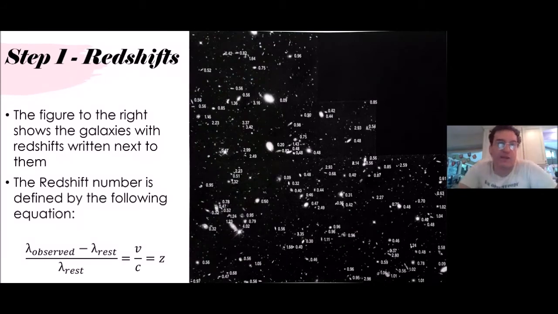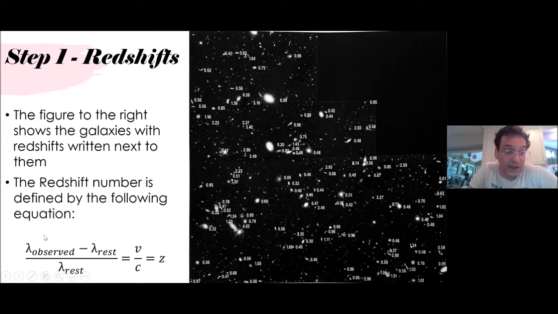The first step in your lab is going to be with redshifting. The figure to the right is the Hubble image again, but instead of in color, it's in black and white, and it shows the redshifts written next to the galaxies. I have an equation down here. Don't worry, I'll go through a sample equation, but you're not going to have to do a bunch of calculations. They've already been done for you. Each one of these has a number next to it, and those are the numbers we're going to use. But I want to explain what those numbers mean.